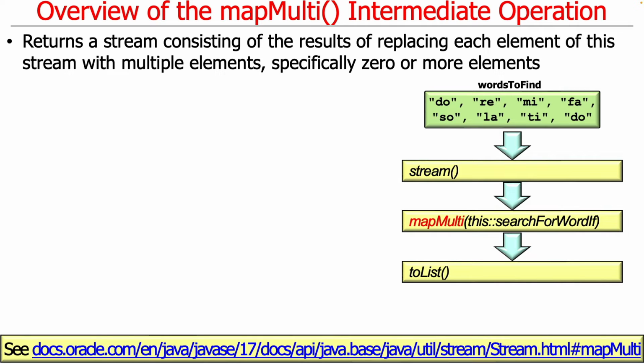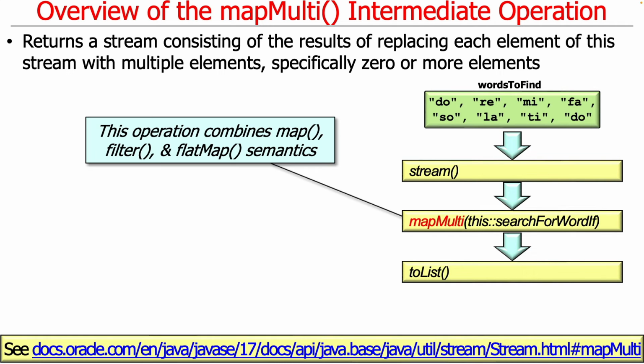mapMulti returns a stream that consists of the results of replacing each element of the input stream with potentially multiple elements, specifically 0 or more elements. So it might actually be no elements. It could be 0 or more. So it basically can be used to do combinations of map and filter, as well as flatMap. Those are the semantics that it can provide.